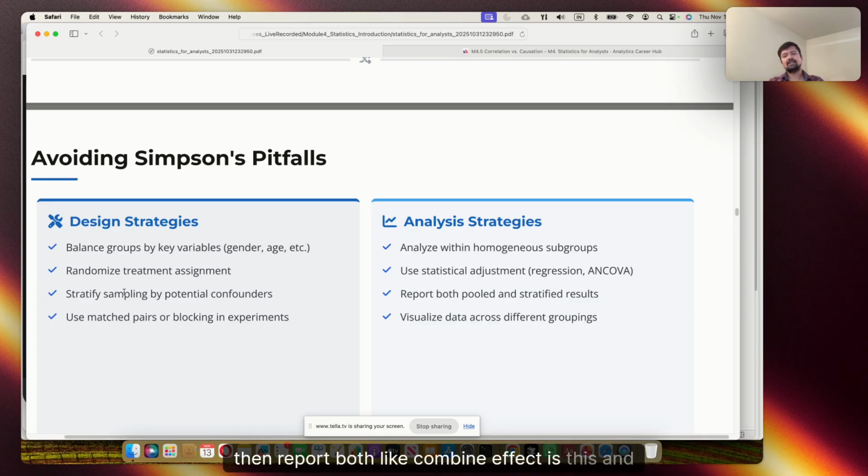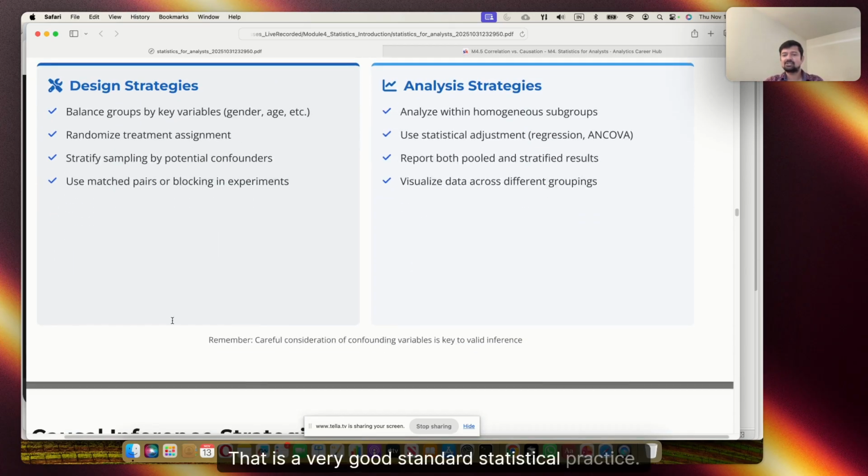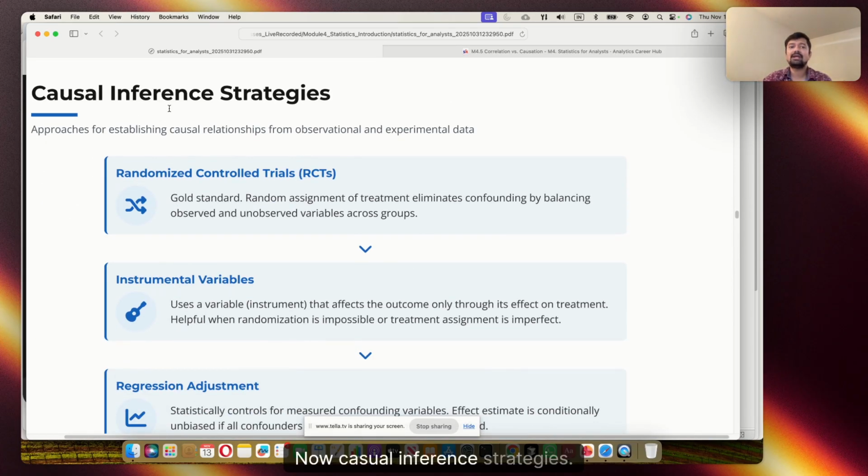Like, the combined effect is this, and the individual group-wise effect is this. Visualize data across different groups. That is a very good standard statistical practice. Now, causal inference strategies. These are the approaches for establishing the causal relationship from observed and experimental data.